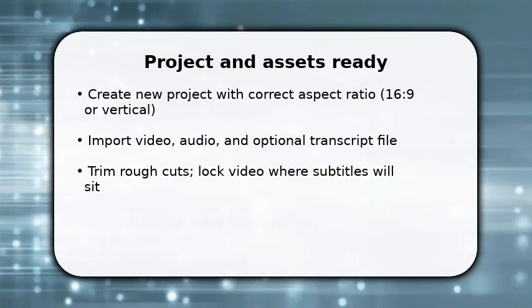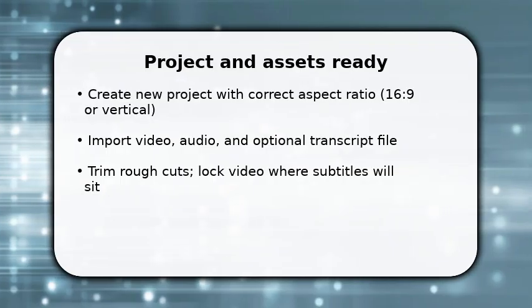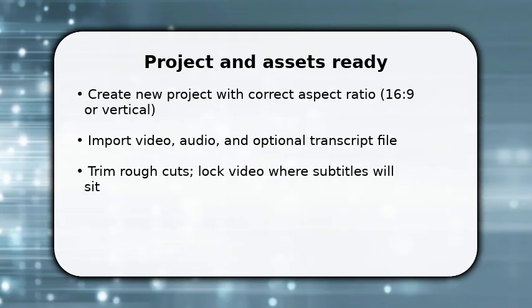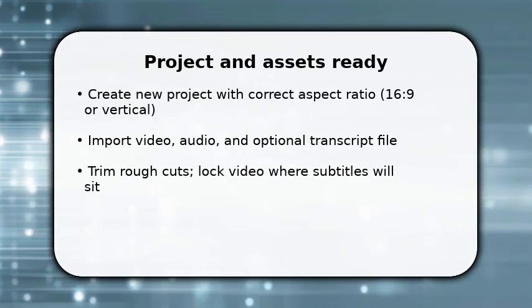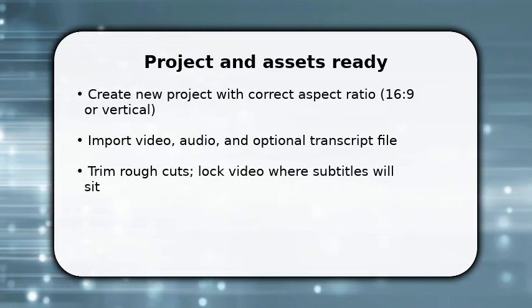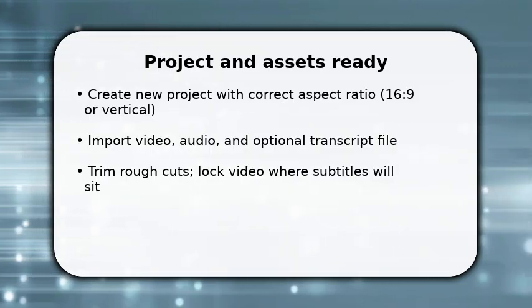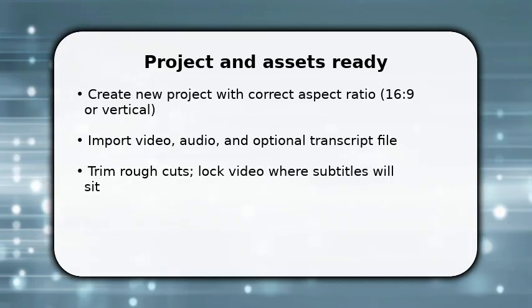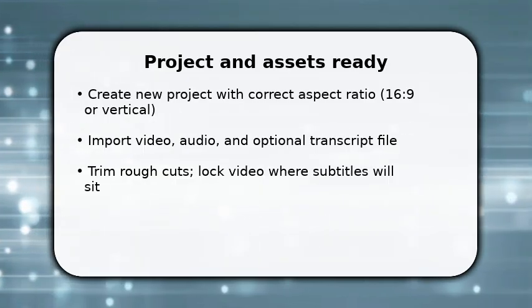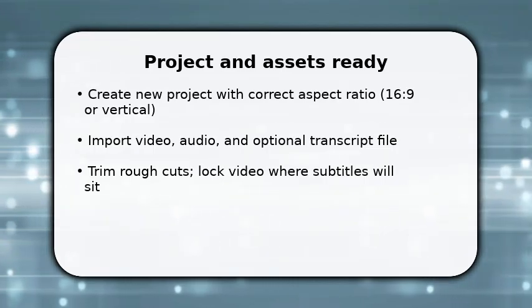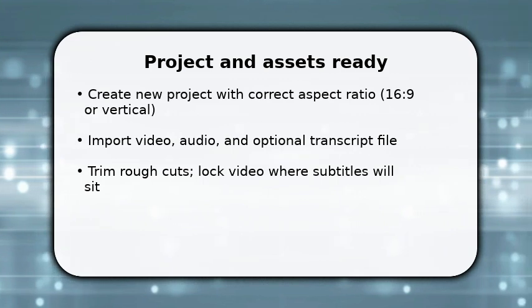You start by creating a new Kinemaster project and selecting the correct aspect ratio so subtitles align properly. Import the main video, audio track, and any transcript you prepared. This saves time later. Once done, make quick trims to remove dead space and lock the primary video layer to prevent accidental edits. Make sure to set playback quality to normal for smoother scrubbing. This helps you place subtitle timings accurately as you move into the next step.